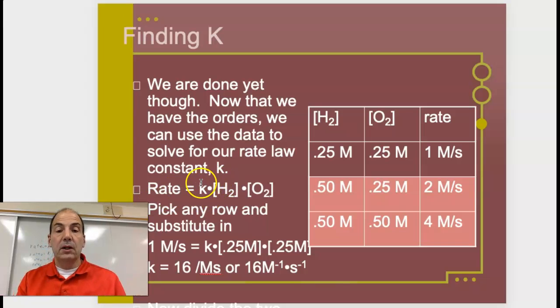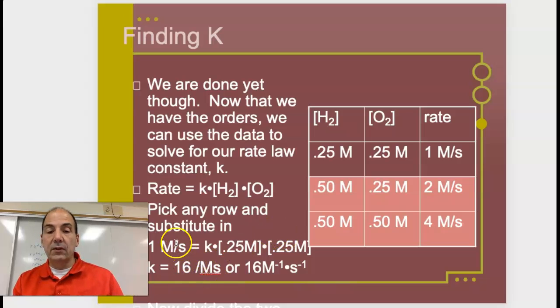All right. But we're really not done because we still can pull out more information and find this K that we're talking about. So now that we know this is our rate law expression, we can pick any row of the table we want, substitute in, and solve for K. So the rate was, I took the first row, 1 molar per second, equals K times 0.25 molars times 0.25 molars. All right, so this is 1/4, this is 1/4. If I take 1, divide by 1/16, I get 16, okay?